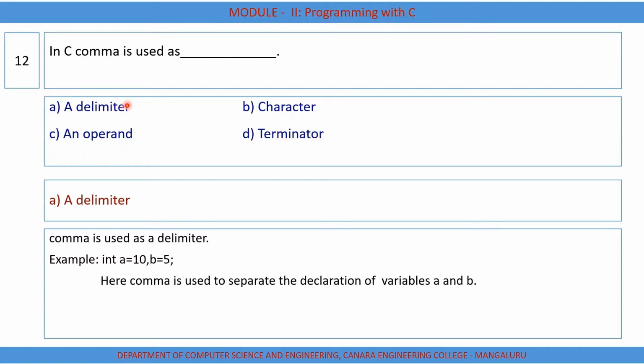So in C, comma is used as a delimiter. For example, you can see here, int A = 10, B = 5. By this we mean that we are going to use a variable A which is of the integer type and it is initialized to value 10. Now since comma is given, the compiler can make out that B is another variable which is also of integer type and it has to be initialized with the value 5. So comma is used as a delimiter in this case.